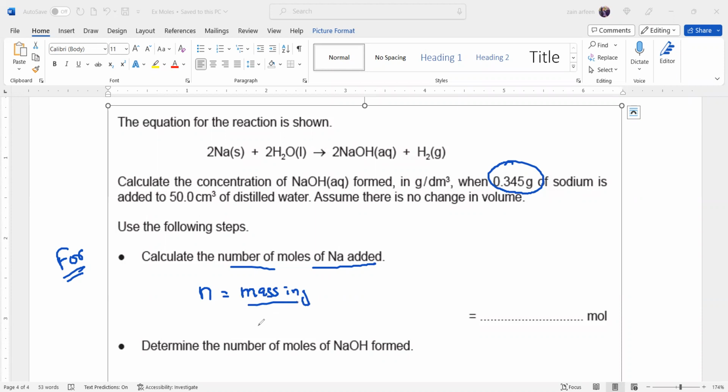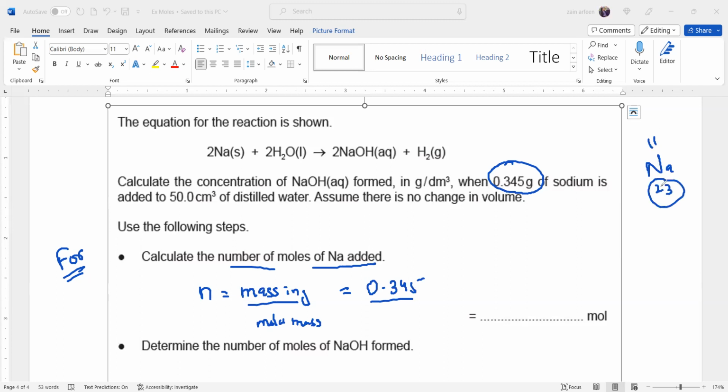divided by molar mass. Molar mass can be atomic mass or molecular mass, because if it's an element, it will be atomic. If it is a metal, the molar mass will be the atomic mass. But if it's a non-metal, the molar mass will be a molecular mass, except for group A. Now, mass in gram is 0.345 divided by molar mass. So what is the molar mass of sodium? You will use a periodic table. When you check the periodic table, sodium is written 11 and 23.